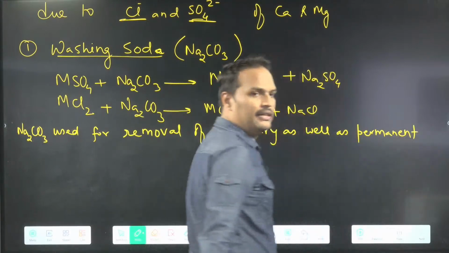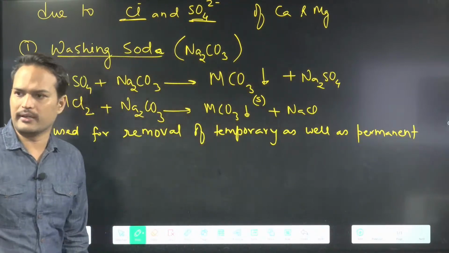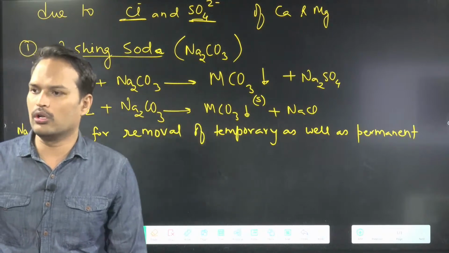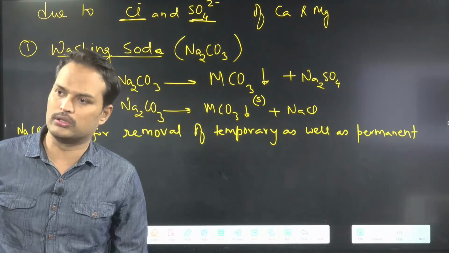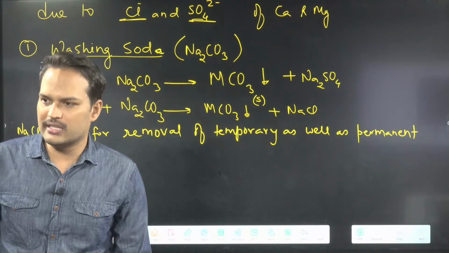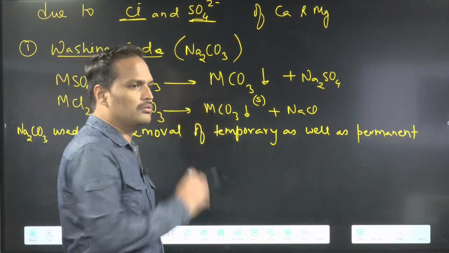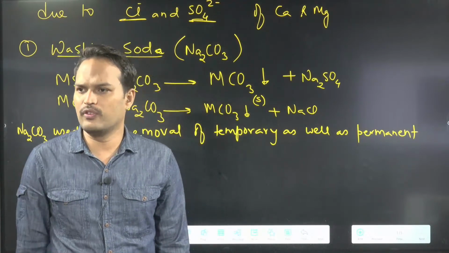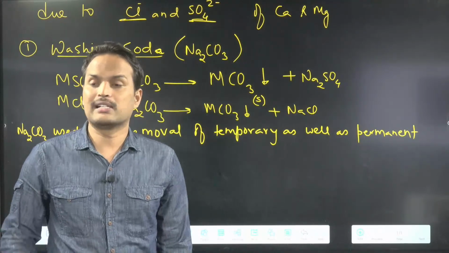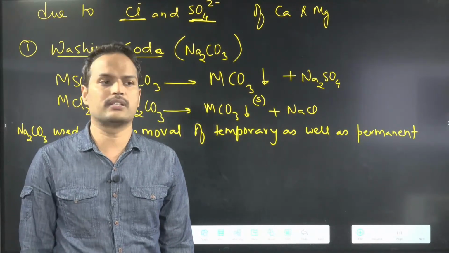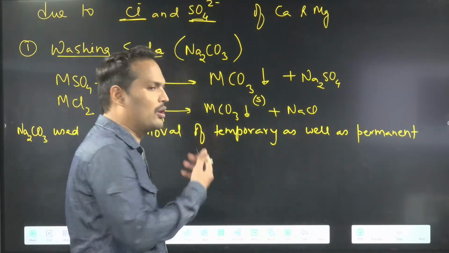You will study in future that the resin method is also there. The resin method is also used for the same, means both. We are saying that boiling is for temporary hardness removal, Clark's method is for temporary hardness, and for permanent hardness we have washing soda.